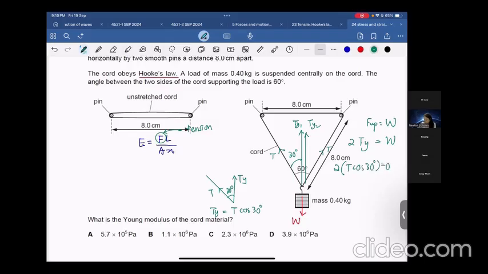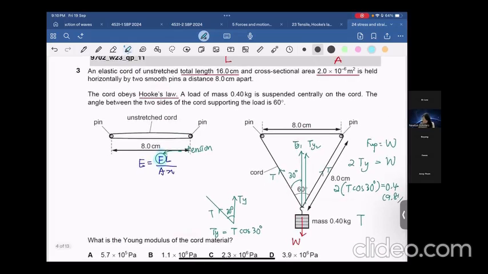Weight is 0.4 times 9.81. So are you able to calculate the T? This tension is the force experienced by the string. So this is actually the force in our Young modulus formula. You have to calculate the tension and put it into the force. Then the length, they already told you 16 cm, and the area is already given. So they're asking for one more thing, the extension. How much does it extend at the end?